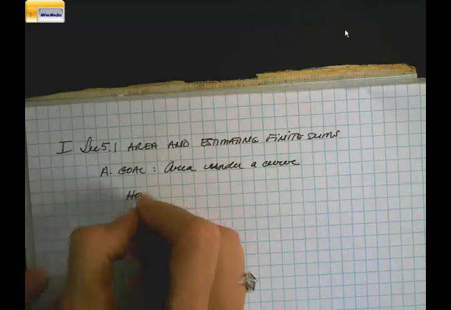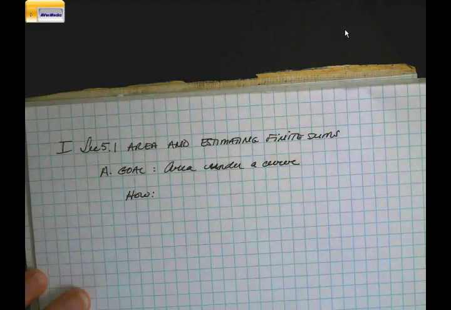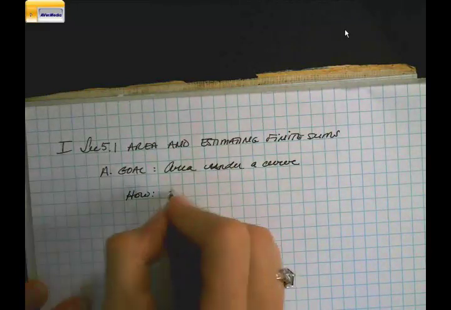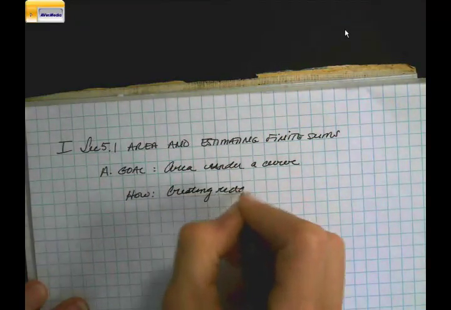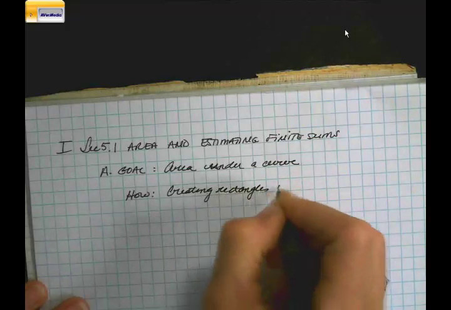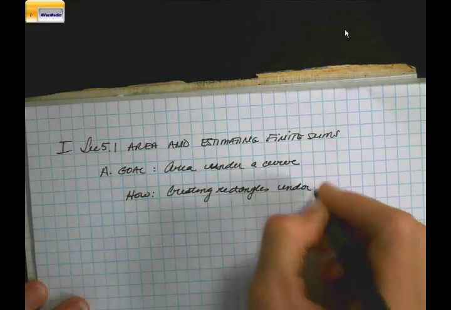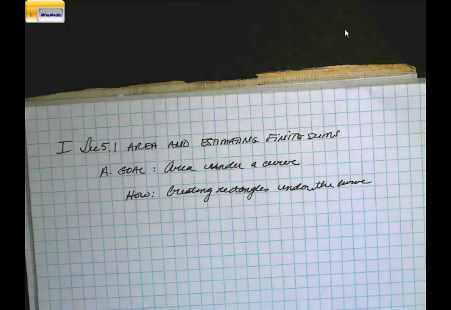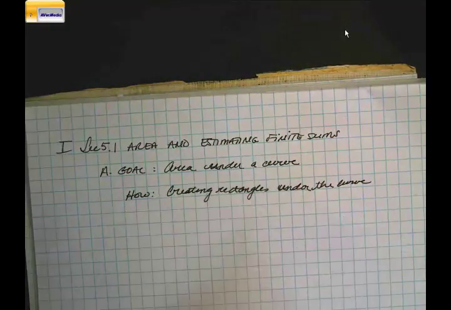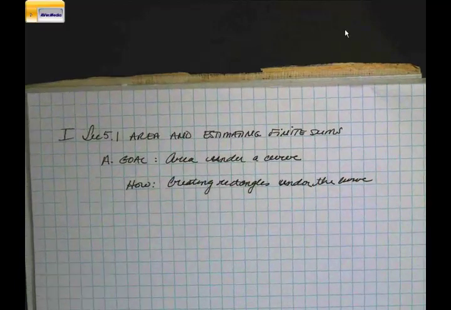And how do we do that? How in the world are we going to find this area? Well, later we're going to find the area using integration, but we're going to warm up to it by creating rectangles under the curve and just using length times width to get the area of each rectangle, to get an approximation of the area under the curve, and also give a vision of how integration will work.